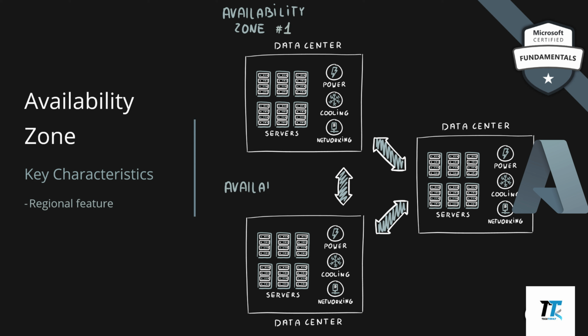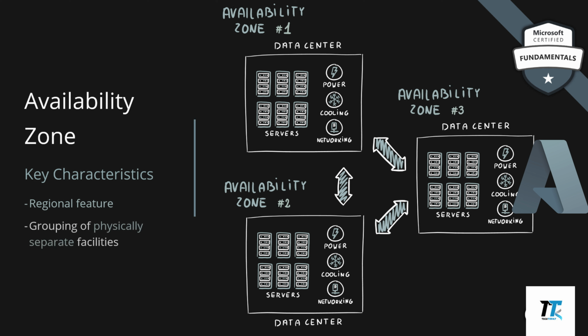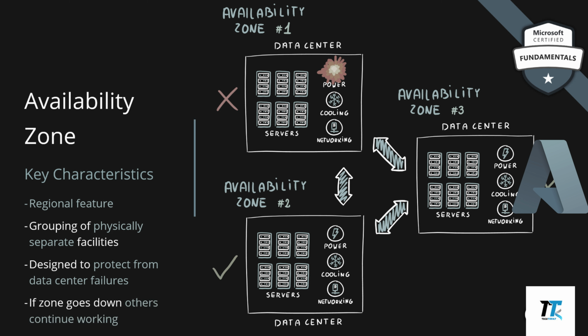This is a regional feature where each data center gets a number that represents a grouping of physically separate facilities. And simply said, availability zones are designed to protect from data center failures, because each availability zone has its own power, cooling and network infrastructure. Whenever there's a failure in a single data center, the other two will continue working. But if you think about it, this is how data centers operate normally. So how do availability zones help here?